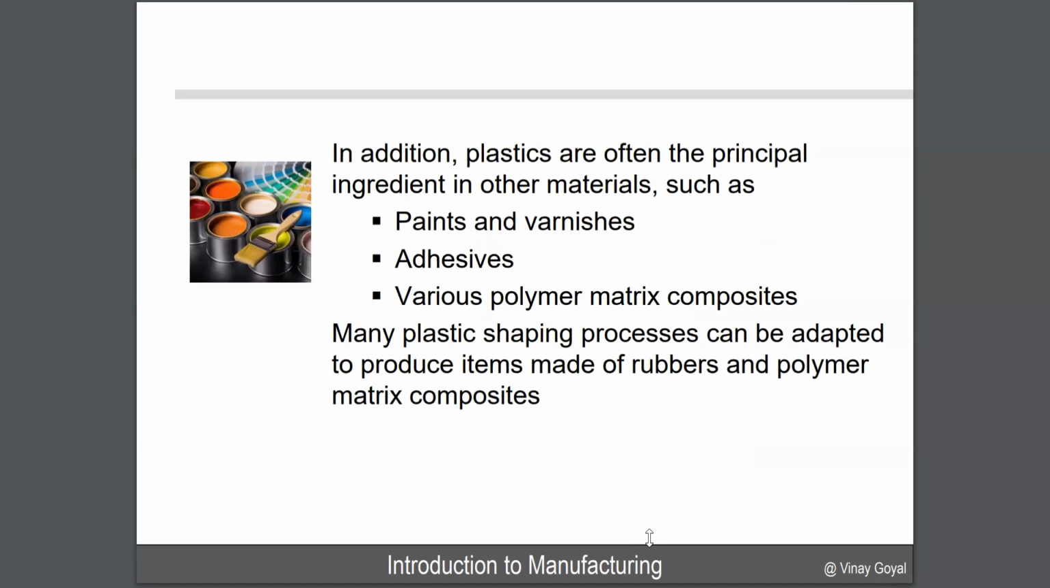In addition, plastics are often the principal ingredient in a lot of different materials, like paint and varnishes, and adhesives. Plastics are also used in polymer matrix composites, and many plastic shaping processes can be adapted to produce a lot of different items. There are metals, rubbers, and polymers.